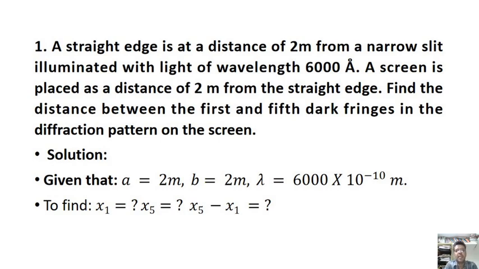Here the given data: the straight edge is at a distance a equal to 2 meters, the narrow slit is illuminated with a wavelength of 6000 angstrom. The screen is placed at a distance b equal to 2 meters from the straight edge. Find the distance between the first and fifth dark fringes in the diffraction pattern. That is x1 and x5. After knowing these two, find the difference x5 minus x1.